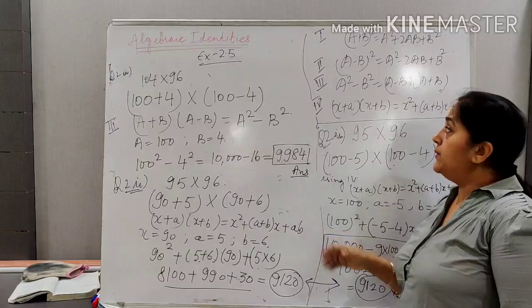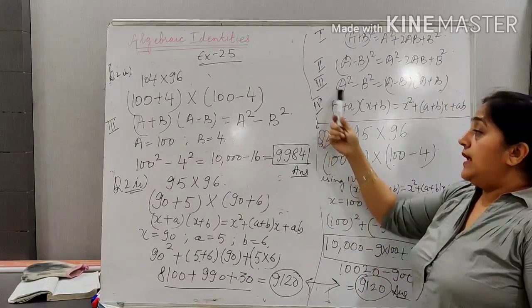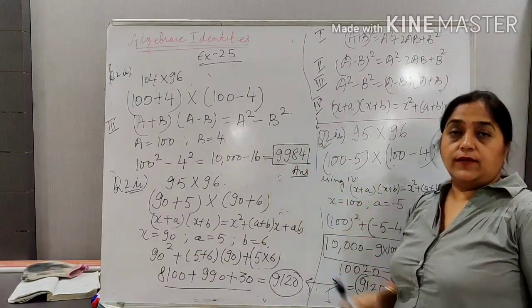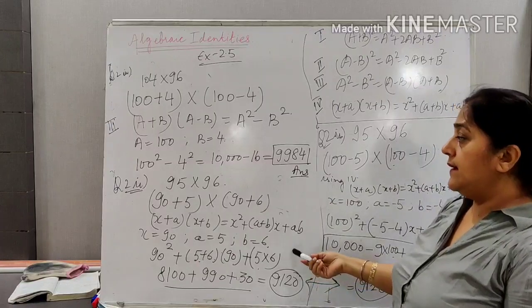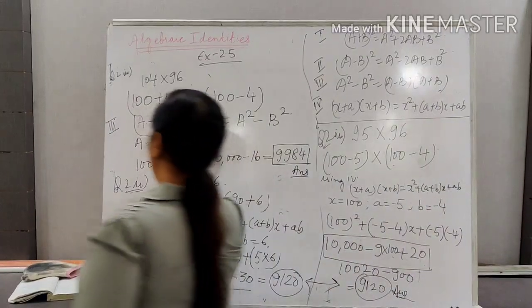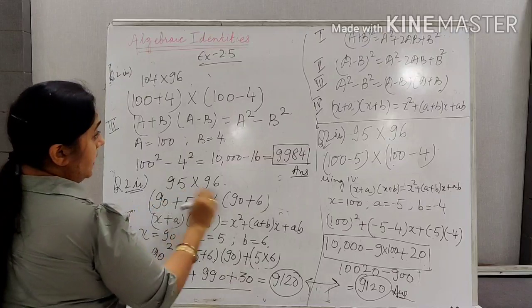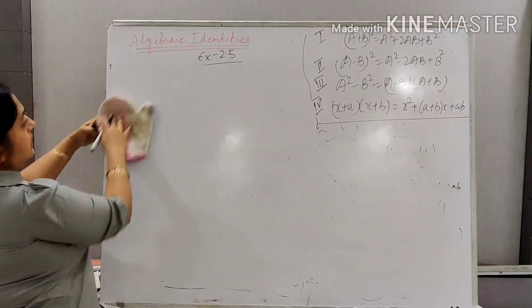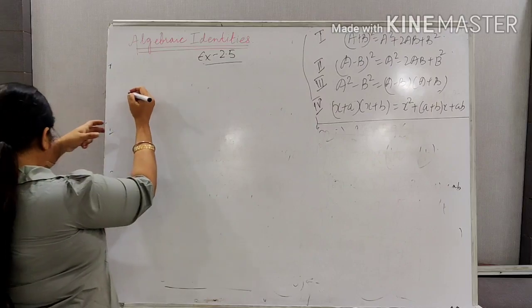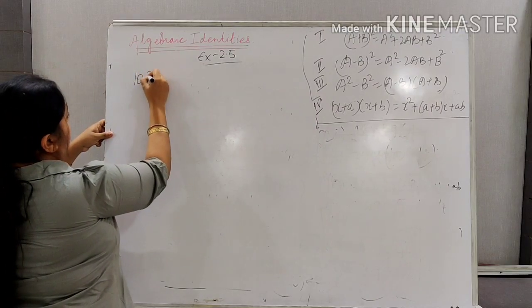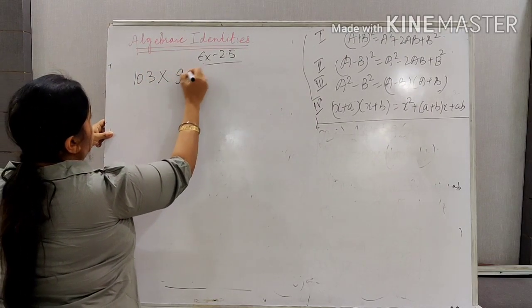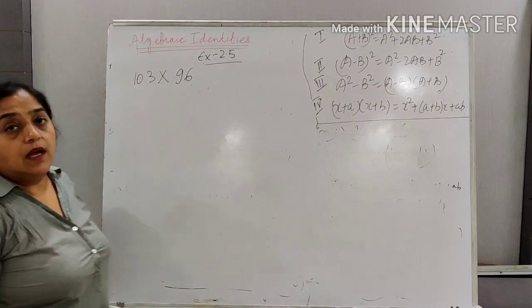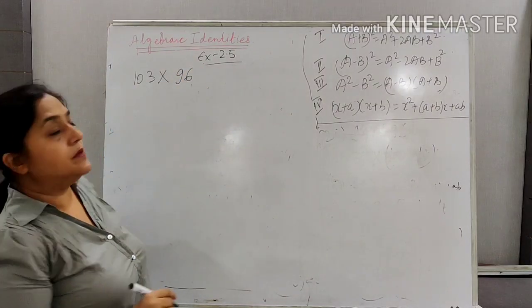This was related to identities 3 and 4. In one question we have used identity 3, and in another question we have used identity 4. Let us take another question. Like I have a question 103 into 96. Please check it out. The question is 103 into 96.